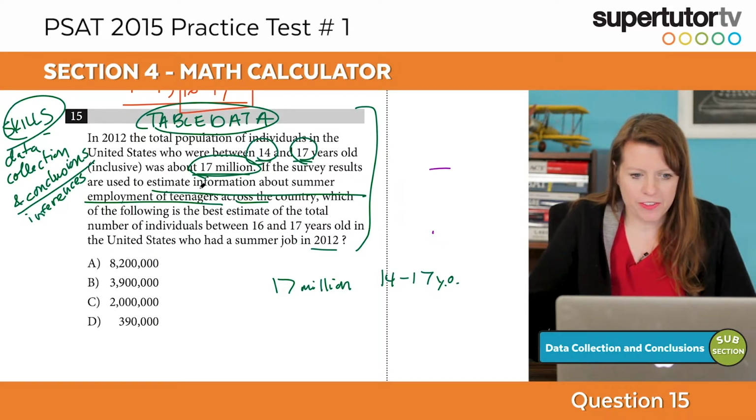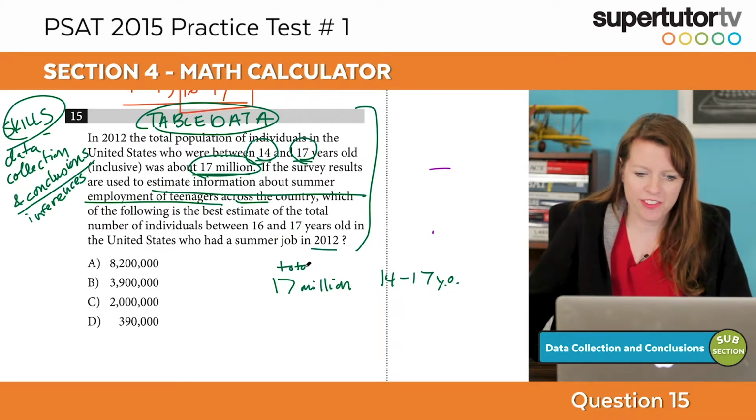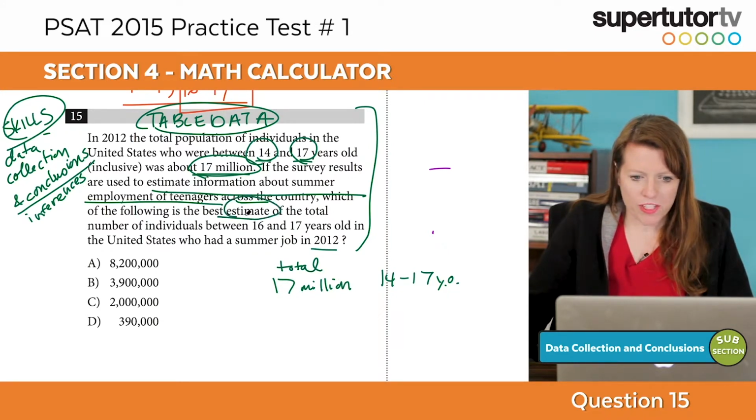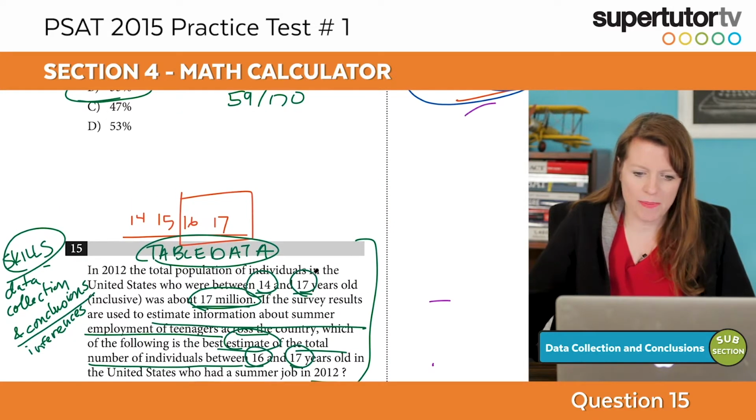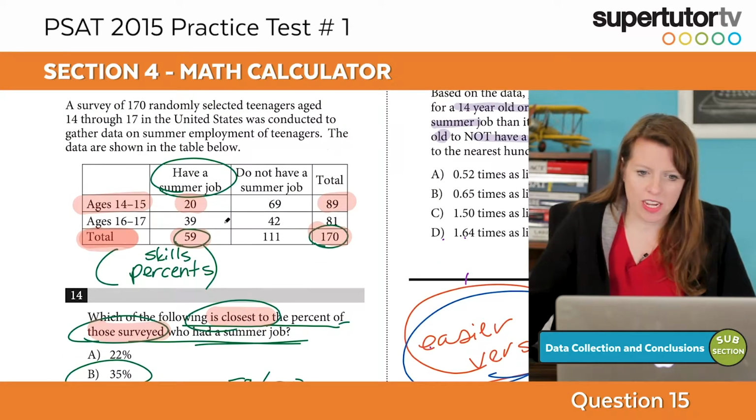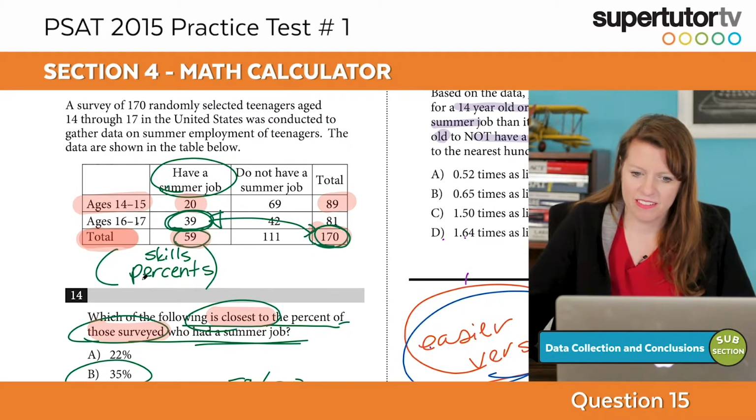Okay, if the survey results are used to estimate, so I'm going to use the survey results to estimate. So this is the total population. I want to estimate the total number of individuals between 16 and 17 who had a summer job in 2012. So this is a little bit tricky. We want 16 and 17 who have a summer job in 2012. So what I'm going to do is I'm going to say, if this is 39 and my total population is 170, and this is the ratio I have of has a summer job and is 16 to 17, right?